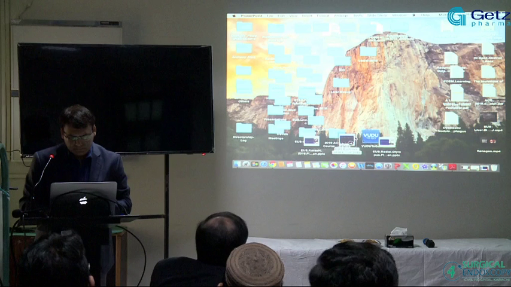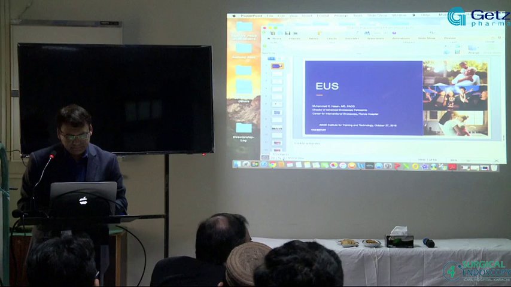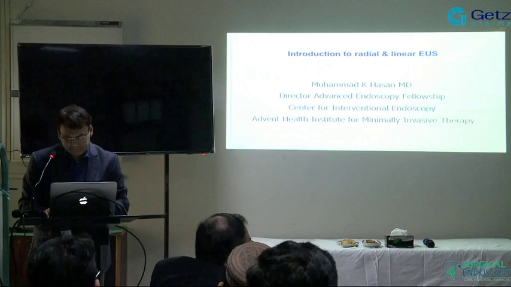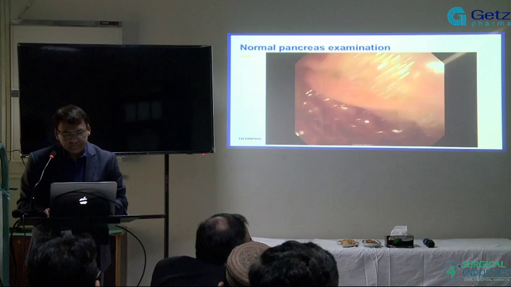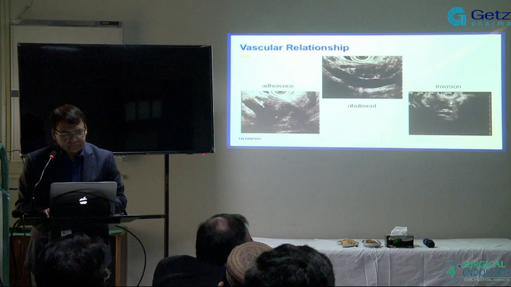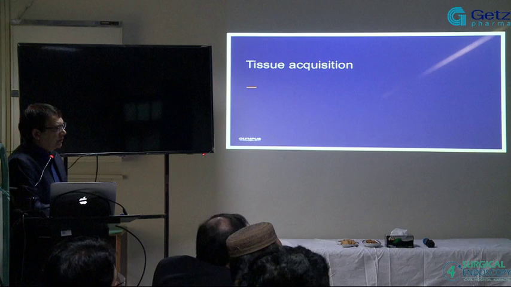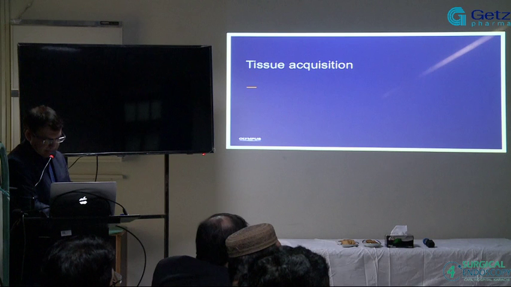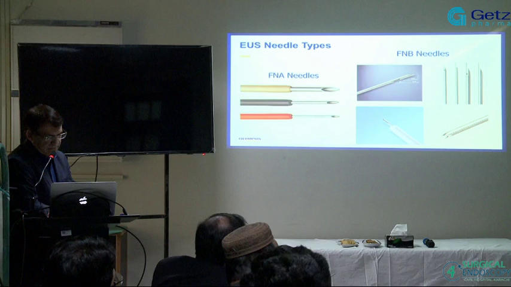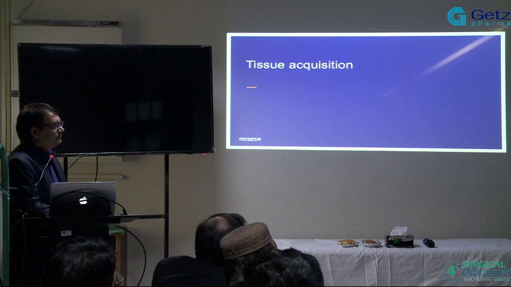Okay. I think one of the things that I must say here is that you need to tell your chest colleagues and infectious disease colleagues that when they want biopsies of mediastinal lymph nodes, they don't need to send them to thoracic surgery. I've still seen patients getting referred for surgical biopsy for mediastinal nodes. When the CT scan is not able to do a biopsy, then EUS is almost always successful. Okay.